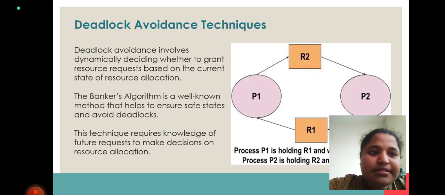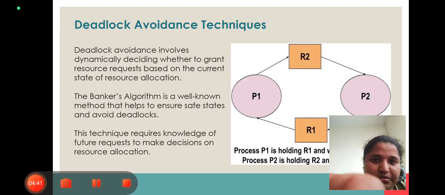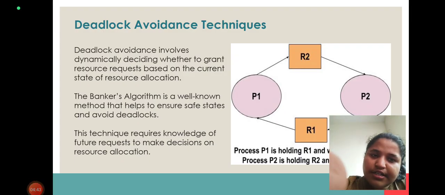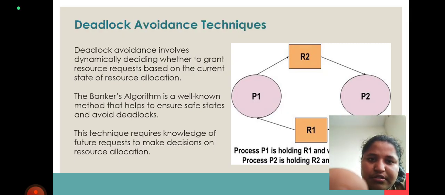Deadlock avoidance techniques. Deadlock avoidance involves dynamically deciding whether to grant resource requests based on the current state of resource allocation. The banker's algorithm is a well-known method that helps to ensure a safe state and avoid deadlocks. This technique requires knowledge of future requests to make decisions on resource allocation.